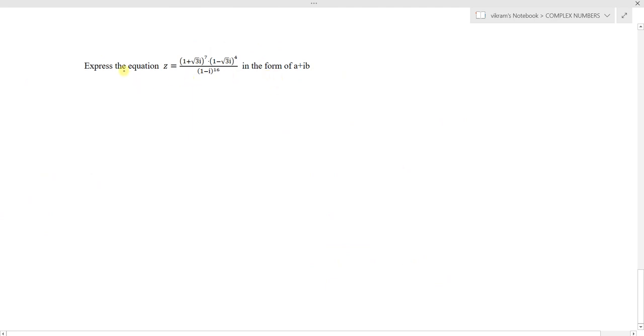Now consider the question. Express z equals (1 plus root 3i) whole power 7 into (1 minus root 3i) whole power 4 divided by (1 minus i) whole power 16 in the form of a plus ib. If we try to solve this problem using the regular procedure, it will be lengthy. If we expand (1 plus root 3i) whole power 7 and go on solving, it is a lengthy process.